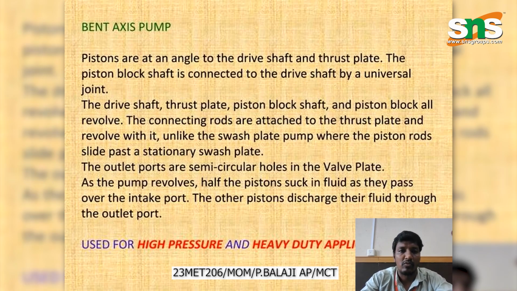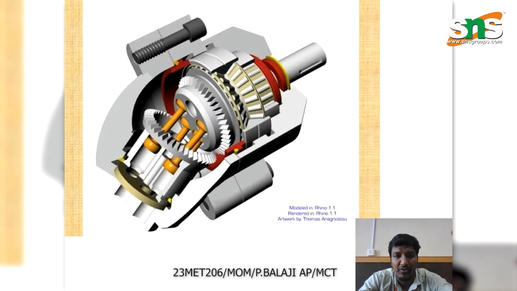Next we can move to the bent axis pump. In a bent axis pump, the pistons are at an angle to the drive shaft and thrust plate. The piston block shaft is connected to the drive shaft by universal joints. The drive shaft, thrust plate, piston and piston blocks all revolve together. The connecting rods are attached to the thrust plate and revolve with it, unlike the thrust plate pump where the piston rods slide against a stationary thrust plate. It is used for high pressure or heavy duty applications.